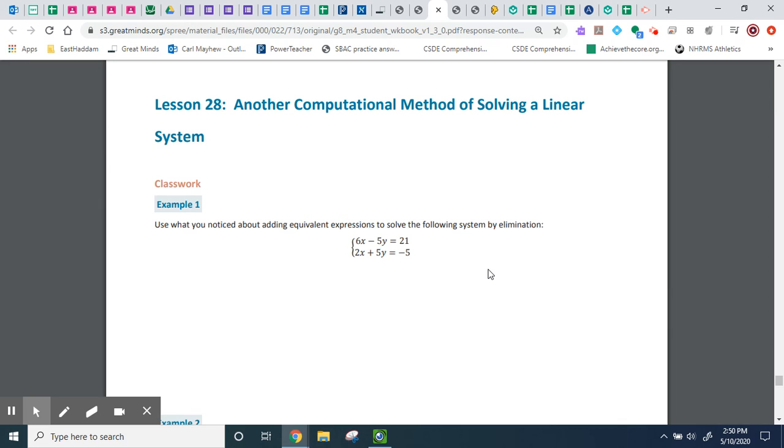As always, remember, you can always pause these Ed Puzzles. You can always rewind them. And if it comes to a question where you don't know what the answer is, there's always an option to rewatch that part as well. So keep that in mind.